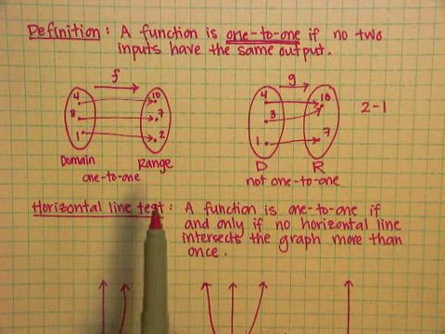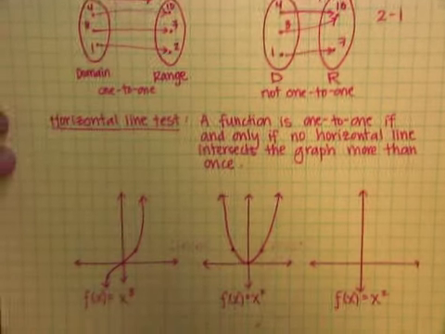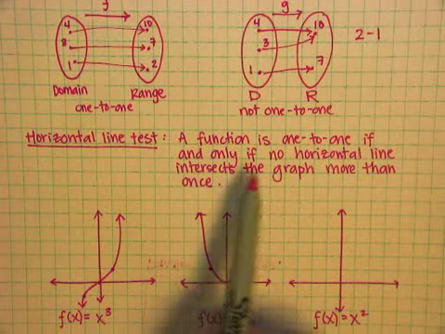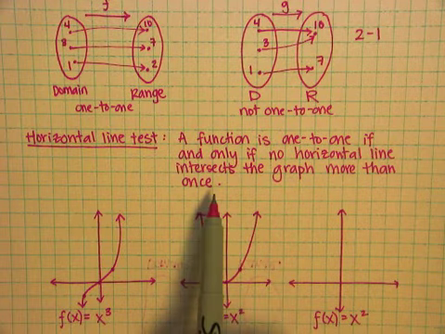Now, seeing this as a mapping diagram makes it really easy to understand, but generally we don't look at mapping diagrams. Usually we consider things as graphs or as XY tables. So the horizontal line test becomes a way to decide whether a function is one-to-one or not. A function is one-to-one if and only if no horizontal line intersects the graph more than once.